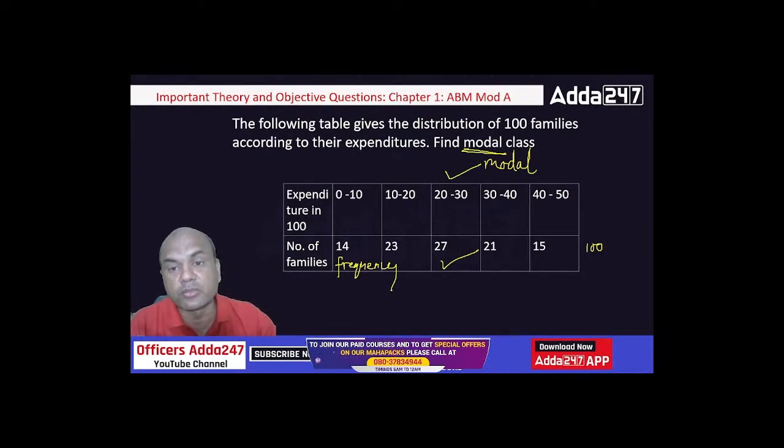So this is known as a modal class. Suppose I tell you to find the median or mean of this. How will you find it out? That we'll discuss later, because there you have to find the class mark, the central number, and then work it out.